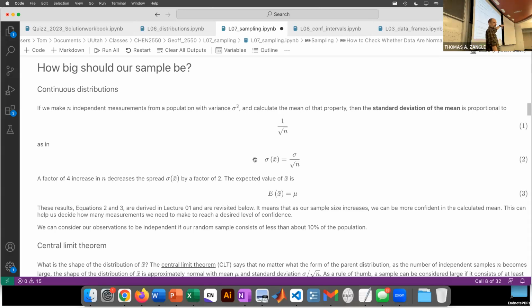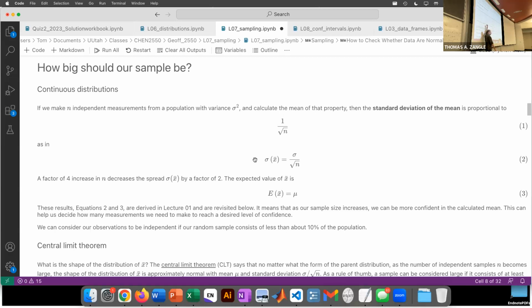All right, so that's what's encapsulated in the formula that we had previously, which is shown here again. The standard deviation of the sample mean is sigma over square root of n. So this means that a factor of 4 increase in n, so if we go from 10 to 40 people that we measure, or that we ask about their weight, decreases the spread of our mean values by a factor of 2.